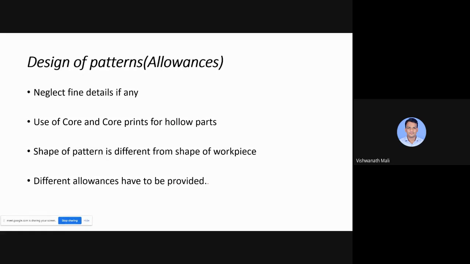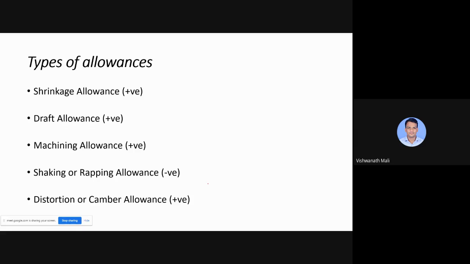Now we have selected the material and we have selected the type of pattern. Now we want to manufacture the pattern. How to manufacture the pattern? There are different design considerations by which we can prepare the pattern. These we call types of allowances: shrinkage allowance, draft allowance, machining allowance, shaking or rapping allowance, and distortion or camber allowance.